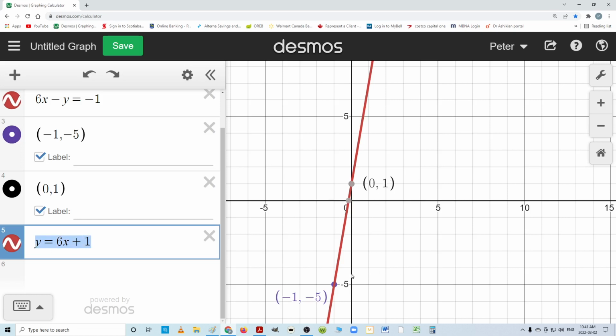I did y2 minus y1, so 1 minus minus 5 is 6. 0 minus minus 1 is plus 1. 6 divided by 1 is 6, so the slope of this line is 6. And then I could see the y-intercept, which I could just put here, and I could just put the slope here, and I now have the line.